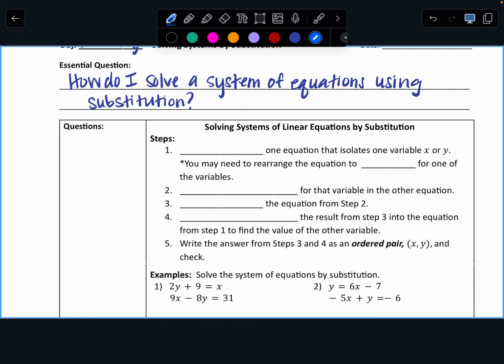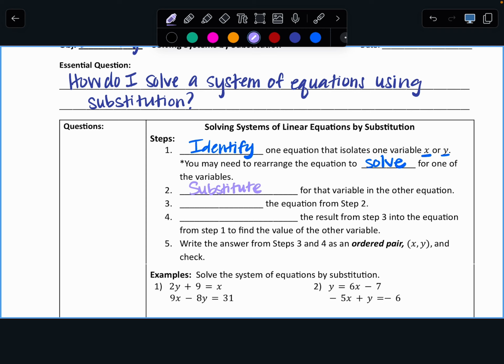So your steps are to identify one equation that isolates one variable. So you're looking for x equals or y equals. You may need to rearrange the equation to solve for one of the variables. So if one of your equations does not have x equals or y equals, you need to rearrange one of them so it does, so you can substitute. Substitute for that variable in the other equation.